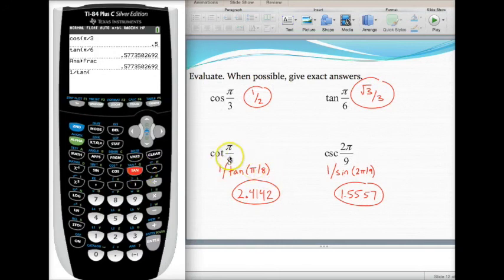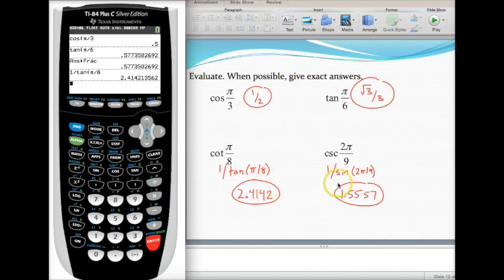That's the only way to do it. Some people know it's the reciprocal, so they try to flip 8 over pi, and that's always going to get you the wrong answer. You have to type in 1 divided by tangent of pi over 8. That's the only way to get cotangent. That will get you your approximate answer. Decimals are okay for these because they're not special denominators, they're not special angles. So I round off always to 4 decimal places with these.